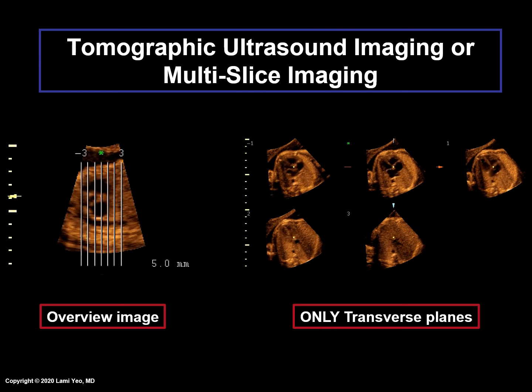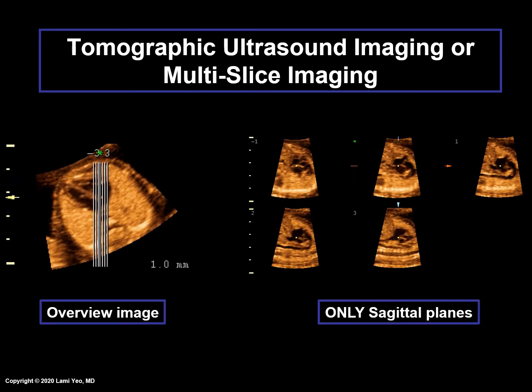For example, the ductal arch is being sliced here, and therefore only transverse planes are shown. In this example, the overview image, which is the 4-chamber view, is being sliced, so only sagittal planes are being shown by tomographic ultrasound imaging or multi-slice imaging.